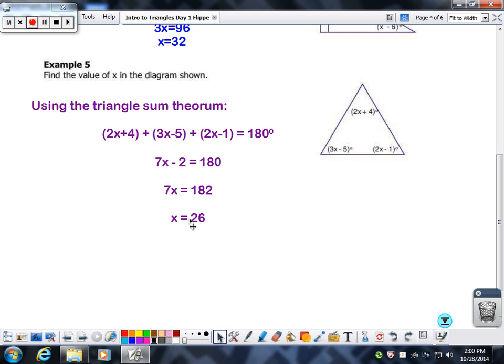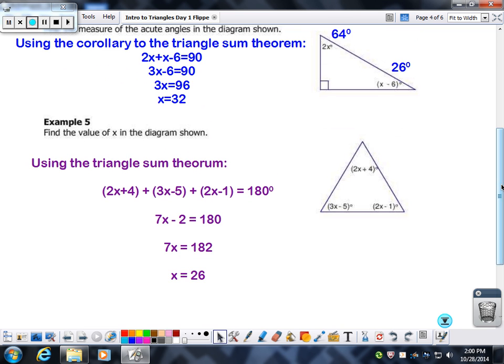If you were asked to find the angle measurements, you would take your 26, plug it back in for x in all three of those angles, and you can then figure out the angles in the triangle.